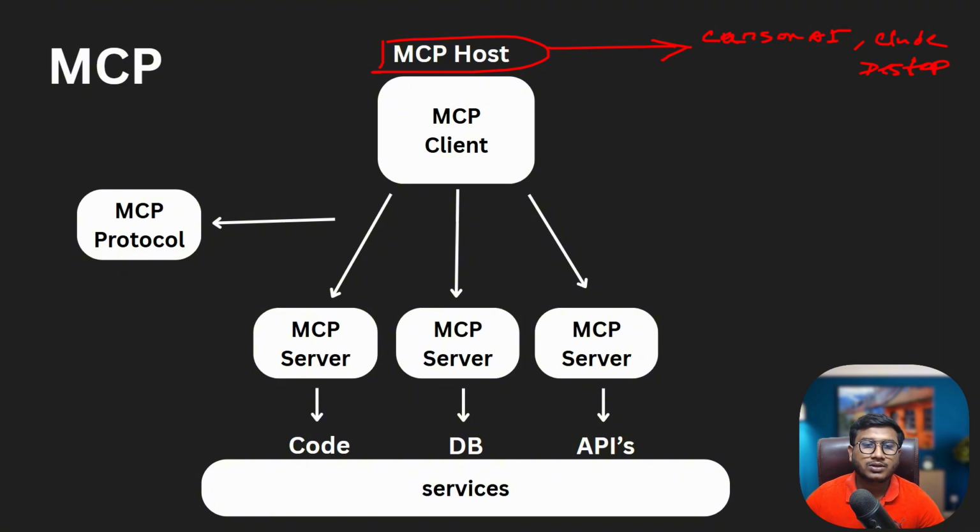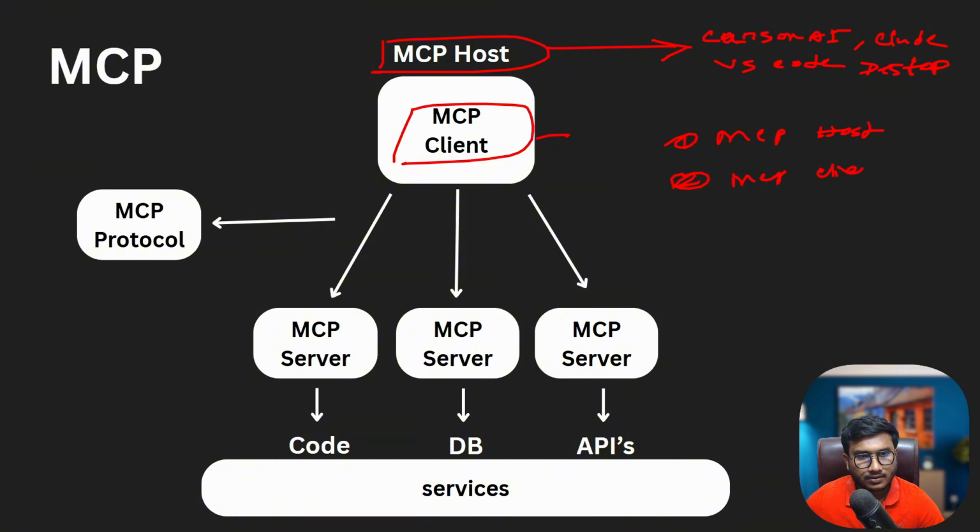And there is another one called Cursor AI. This is a kind of VS Code only. There also you will get the MCP host. That means the MCP host is where your MCP is running. Then it uses something called an MCP client. With the help of this MCP client, it communicates with the MCP server. That means MCP has three components. One is the MCP host, the first one. Second is the MCP client, and the third is the MCP server.